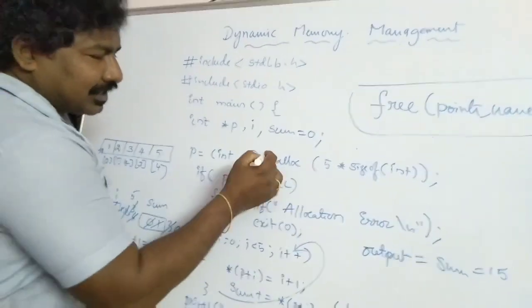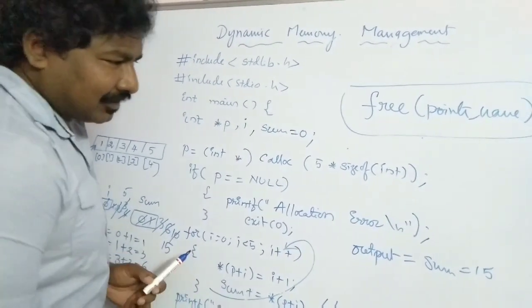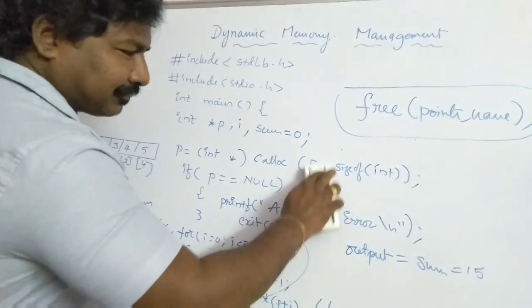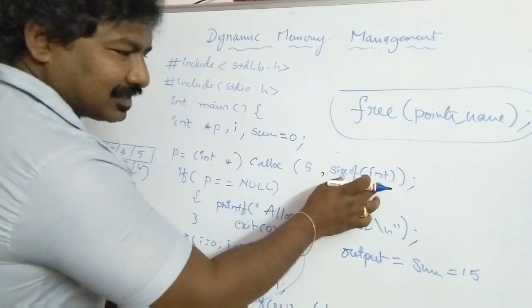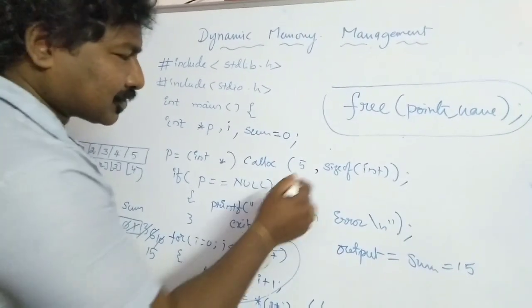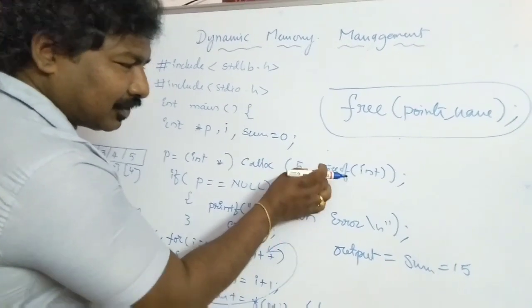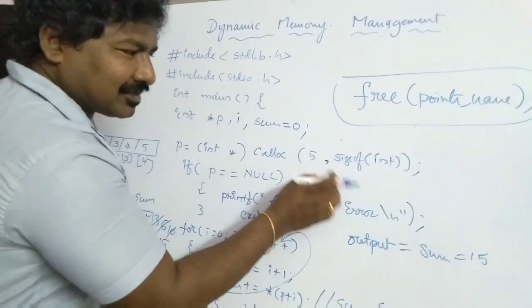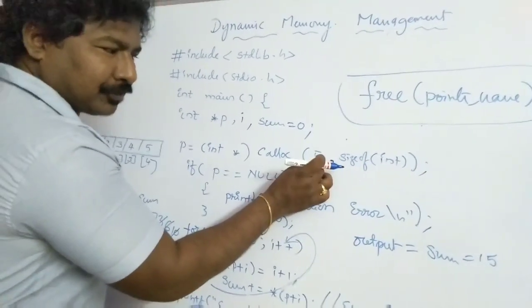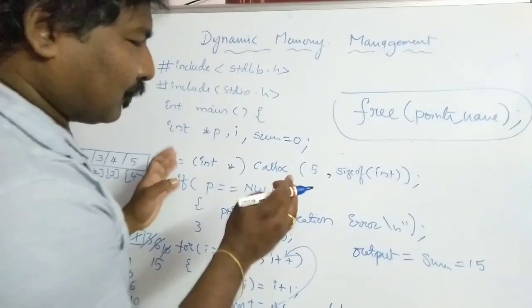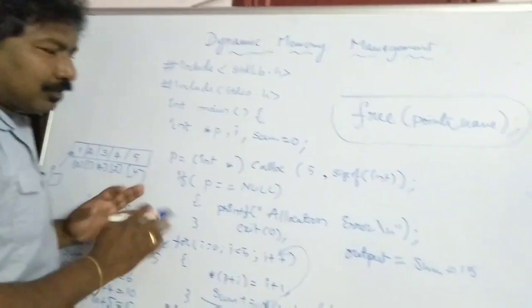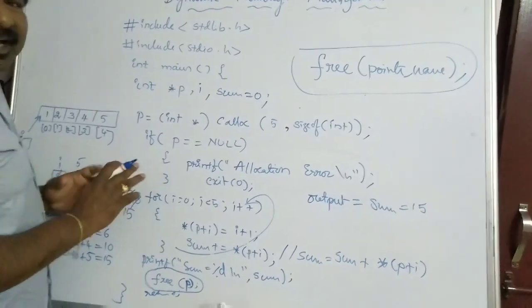So malloc can be replaced with calloc, and the size of the array is specified as two parameters. The first one is the number of elements and the second one is the size of the data type. You can see that I have removed that star and written it as two separate parameters: size of the array, size of the data type. This is one important change in the program when you write it for calloc.